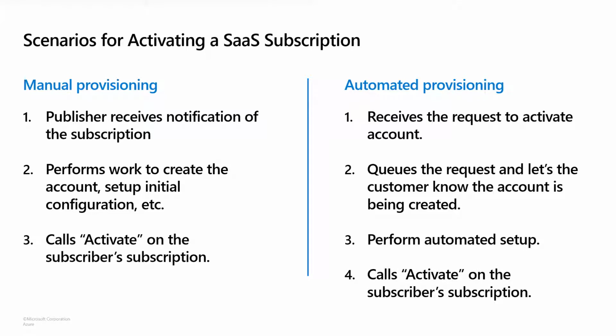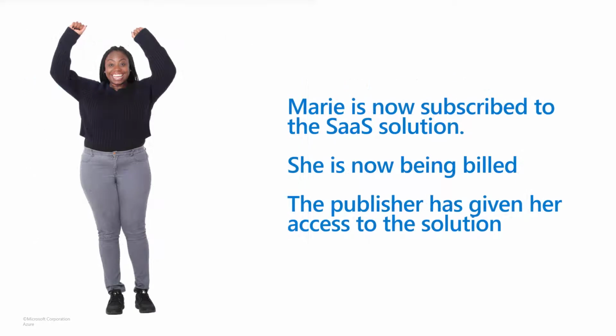And again, the last thing that needs to happen is that setup would go ahead and call the activate on the SaaS fulfillment API so that it changes the status of the subscription to subscribed, such that billing can begin occurring and the customer can begin using the product. With all this done, Maria is now subscribed to the SaaS solution, and she's very happy about it, as we can see. Now, she is being billed, of course, as we mentioned, because the activate endpoint's been called, and the publisher has given her access to the solution.